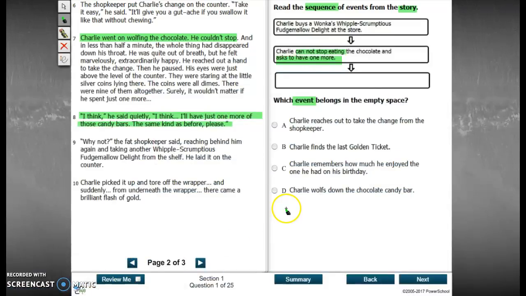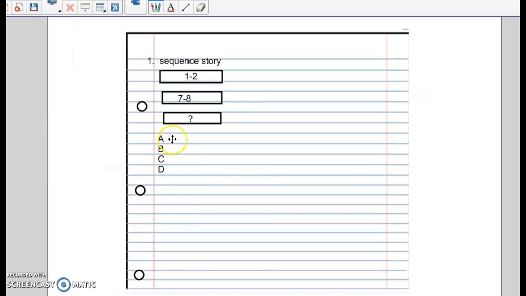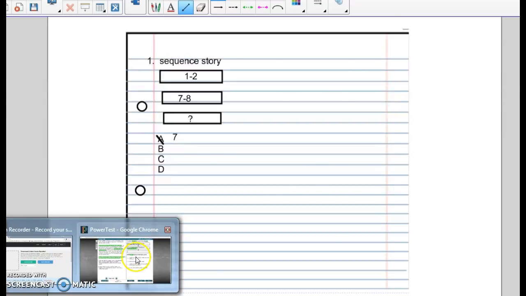We have A. Charlie reaches out to take the change from the shopkeeper. Well, that was blah, blah, blah. I remember seeing it sort of in the middle of that other one. It's in paragraph 7. It's definitely not after. Not after this one because it was in paragraph 7. So on your loose leaf, put paragraph 7. You can X that out, because you know it's not true. That was probably the one a lot of you picked, though.